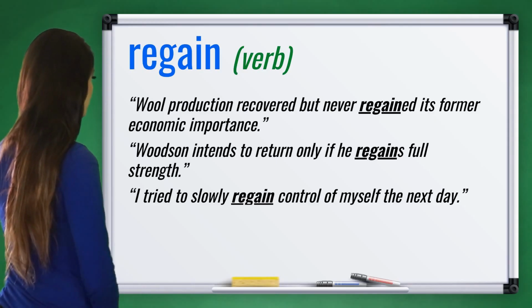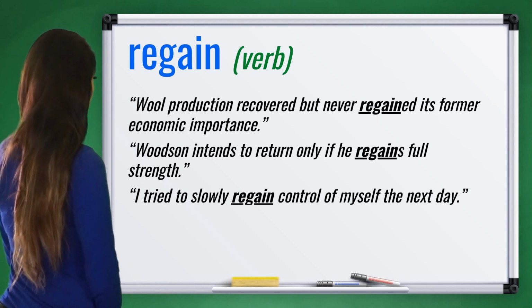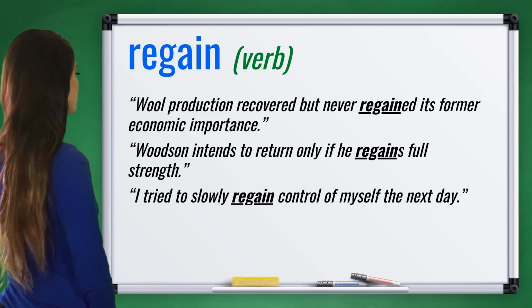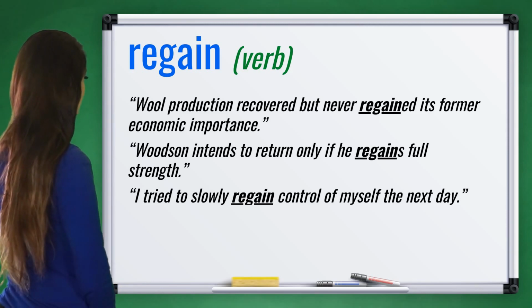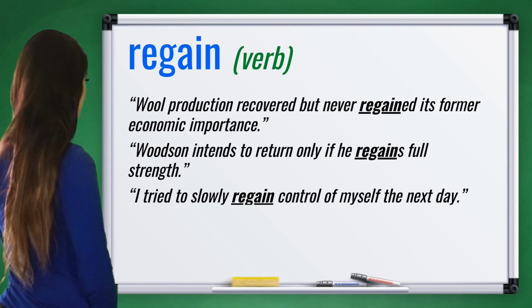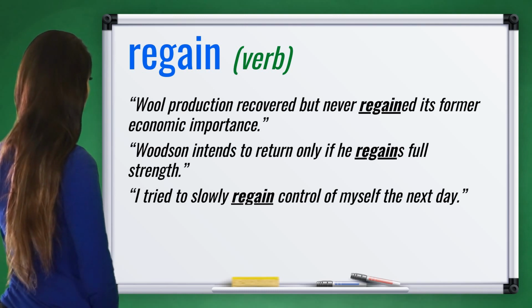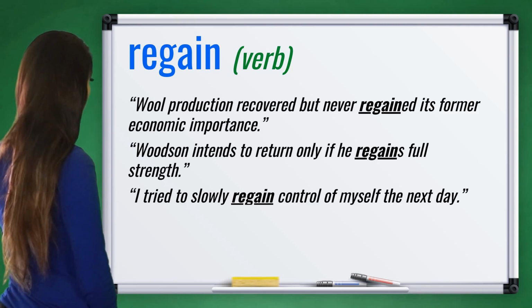Awesome! You learned that quickly. Let's put it in some sentences to understand how to use it. The first exemplar. Wool production recovered but never regained its former economic importance. Now, repeat after me. Wool production recovered but never regained its former economic importance.